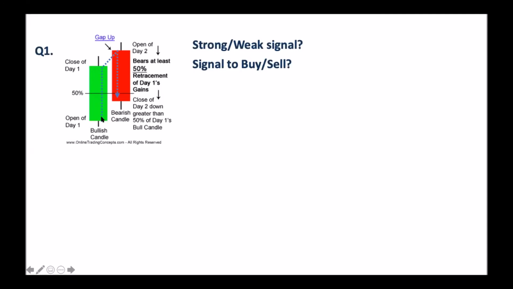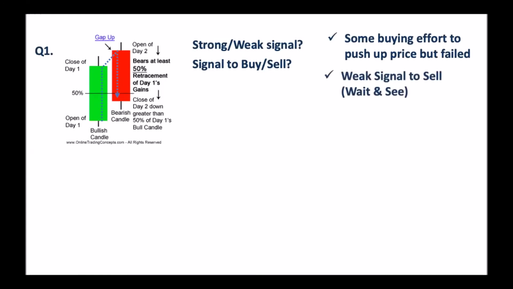You can see here, the candle starts from lower, going up, there's a gap, and then going down. But it's not longer than the first one. So there's some buying effort to push up the price, but it fails. It's a weak signal to sell because it's going down. You wait and see. However, we can consider making a sale if we hit the resistance on top here. There's a consideration to make.